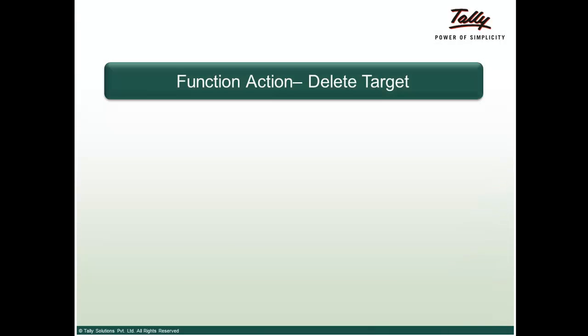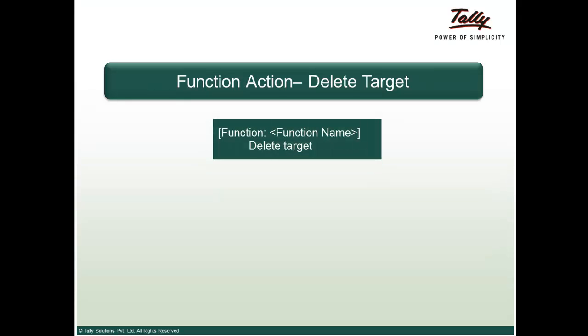Now let us look at the function action delete target in detail. You might have faced situations where you wanted the functionality of deleting the vouchers or ledgers or any primary object. Since the functionality was not available prior to the release, you would have spent time in looking for workarounds to achieve the same. With release 5.0, the workarounds are no more necessary as we can now delete the primary objects with the function action delete target. The syntax is as shown.